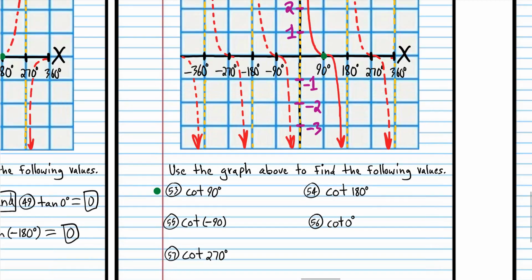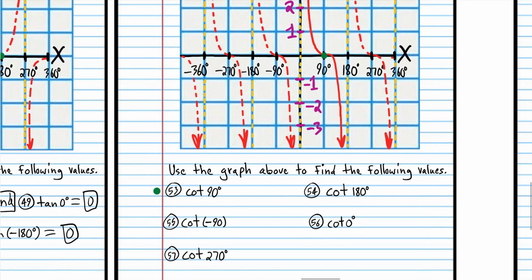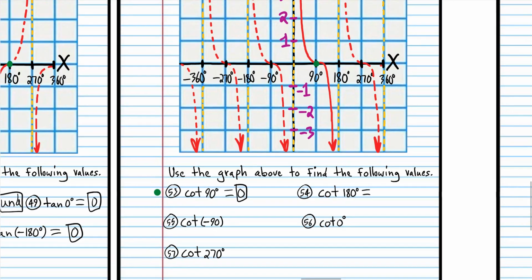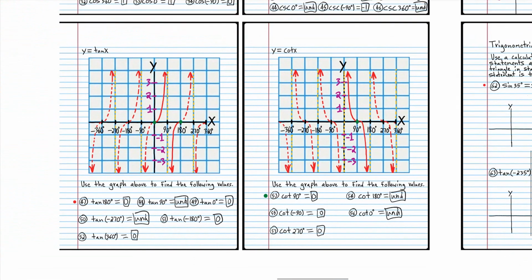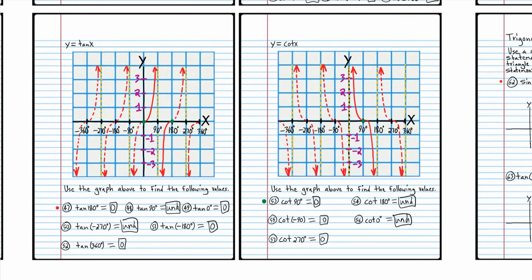Okay, we're back. So if the x value is 90, what is the y value? That's 0. If the x value is 180, what is the y value? There is no y value because there's no point. And this one would be 0, and this one would be undefined, and this one would be 0. So if you got that right, excellent.